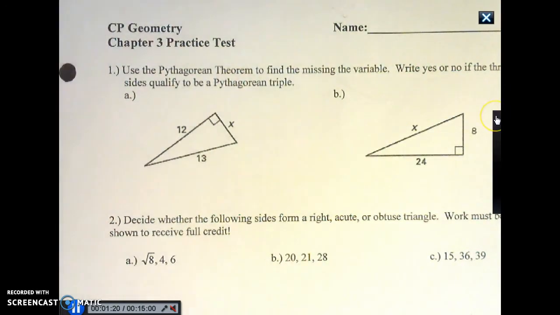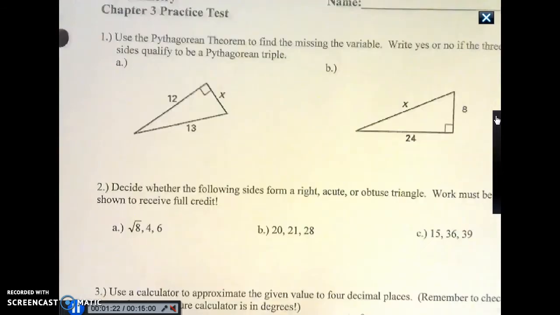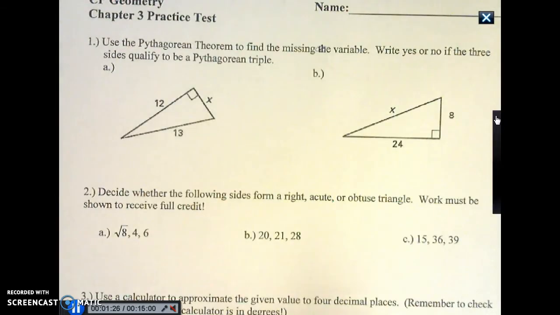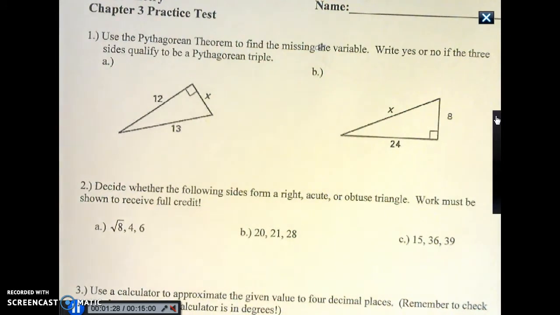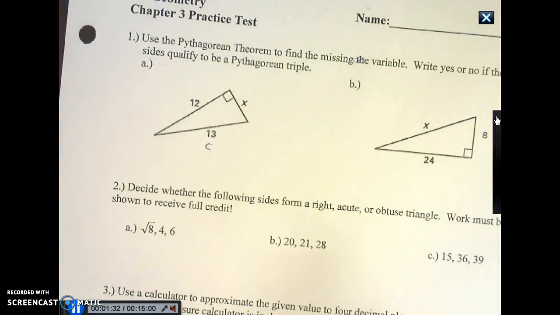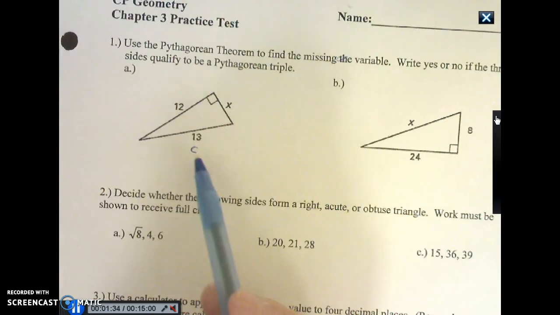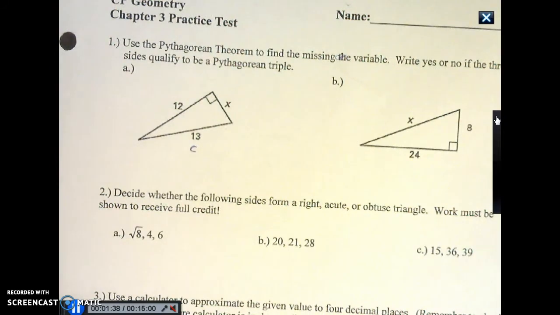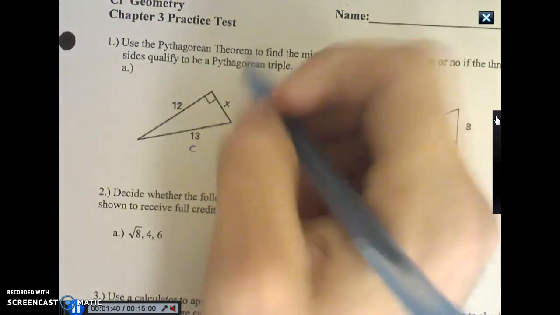Okay? Use Pythagorean theorem to find the missing variable. Write yes or no if the three sides qualify for Pythagorean triple. Okay, ladies and gentlemen, you need to identify what the longest side is. In this case, it's across from your right angle. It's just like when we do the SOHCAHTOA. All right, you got it.